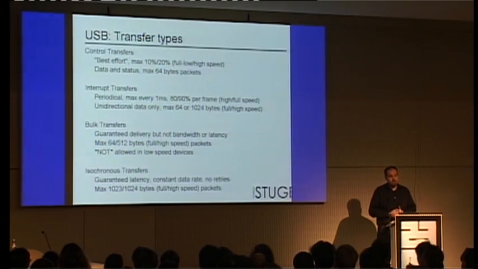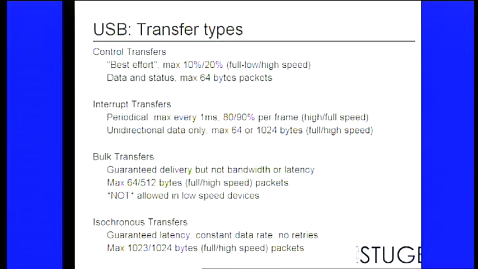Finally, there's isochronous transfers, which you might recognize from FireWire also. This is guaranteed latency, so that's similar to the interrupt transfers, where the periodicity is really fixed. It will happen. There will be a transfer at this given interval, and also the data rate is constant. So isochronous really reserves bandwidth on the bus for the particular data transfer. This is typically used for streaming.